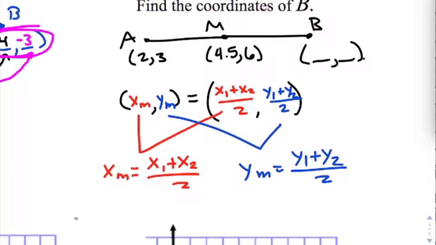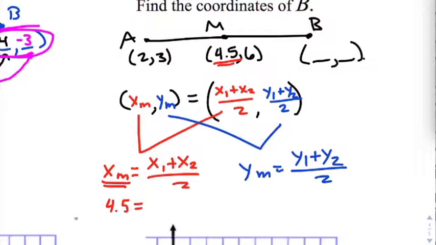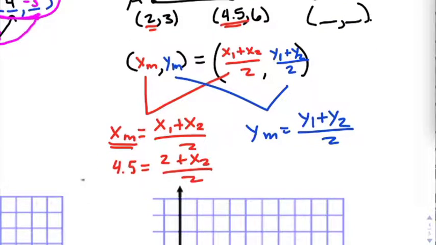I do actually know the x value of my midpoint. It's going to be 4.5. I do know the first x value is going to be 2. Now I don't know the second one, but this is a solvable equation. I can just simply solve this from here. Okay?